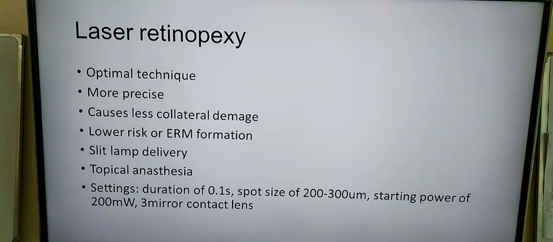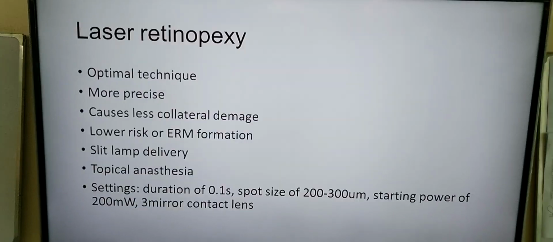The laser is the optimal technique and it is more precise. It causes less collateral damage and there is a lower risk of epiretinal membrane formation. There is slit lamp delivery. It is done under topical anesthesia, usually alcaine.